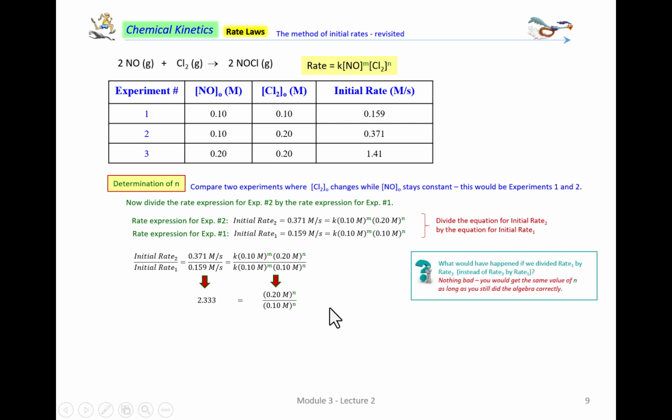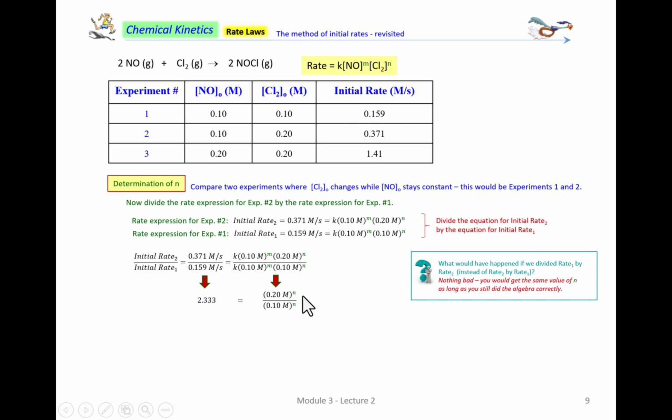One thing you might ask at this point, before we go on, is what would have happened if instead of dividing initial rate 2 by initial rate 1, in other words, having this expression on top and this one on the bottom, we reversed it and put the initial rate 1 on the top and initial rate 2 on the bottom. You'd still get the same answer for n as long as you did the algebra correctly. So the intermediate steps might look a little bit different, but in the end you'd get the same value for n.